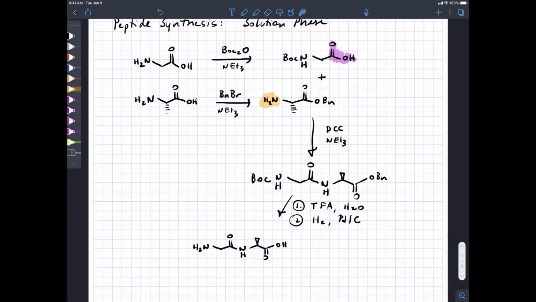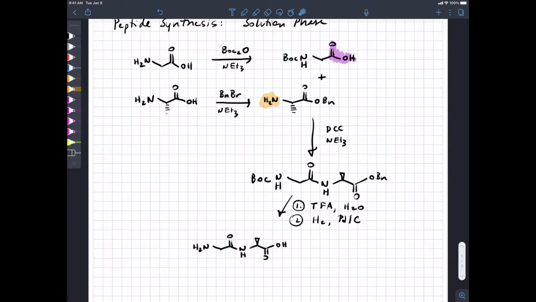Yeah, so for the last step, if you wanted to remove them both at the same time, I think they're referring to trying to do ester hydrolysis, because you can hydrolyze esters under acidic conditions. So that's fine. Go ahead. Will we see that on a test, or will we most likely see TFA and H2O?